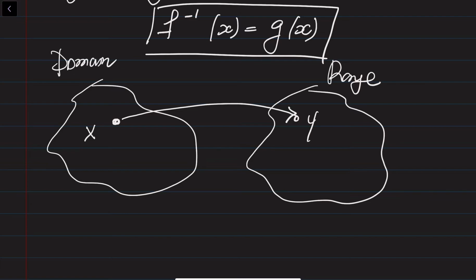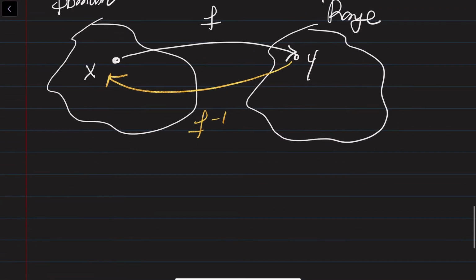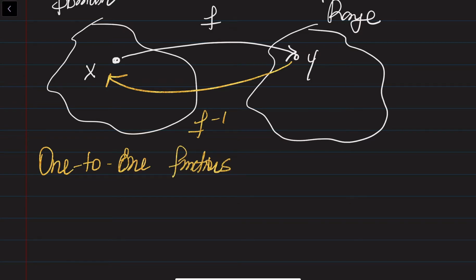Now, at the same time, what the inverse does is bring you back from the range to the domain, right? This is what the inverse of the function does. In this regard, we're going to define something called one-to-one functions, which essentially tells you that for every two different values from the domain, there are two different values in the range.